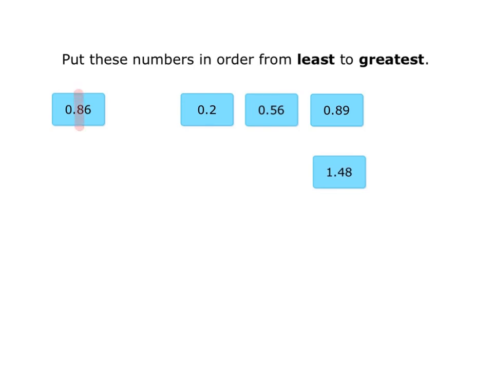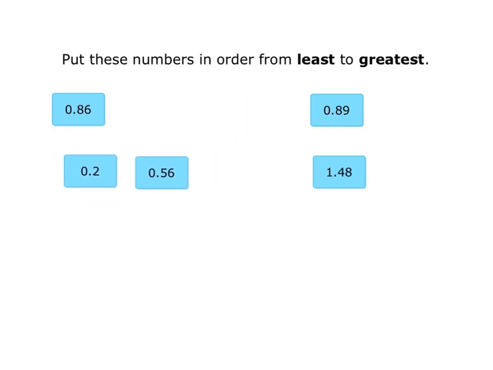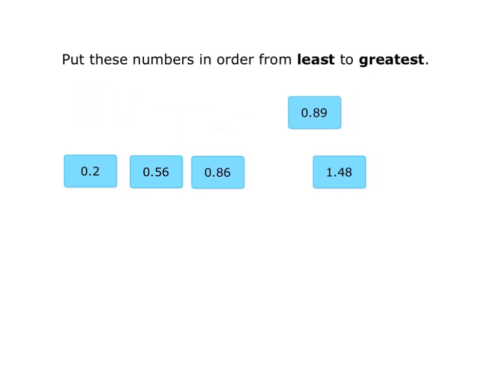I can see that I have 8 here, 2 here, 5 here, and 8 here. So I know that 2 is by far the least, so I'm going to move it. 5 would be next, so 0.56 would come after 0.2. I then have to take a look at my 0.8s here, both of them. Being that they both have 0.8, I then need to move to the next largest place value, which is the hundredths. I can see I have 6 hundredths here and 9 hundredths here. That would make 0.86 less than 0.89. So 0.86 would go next, and 0.89 would be next. So when I take a look at these, 0.2, 0.56, 0.86, 0.89, 1.48, that makes sense.